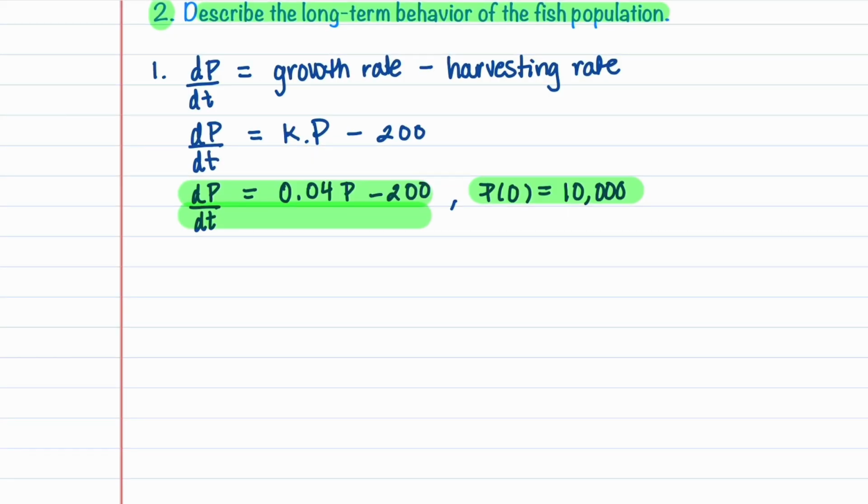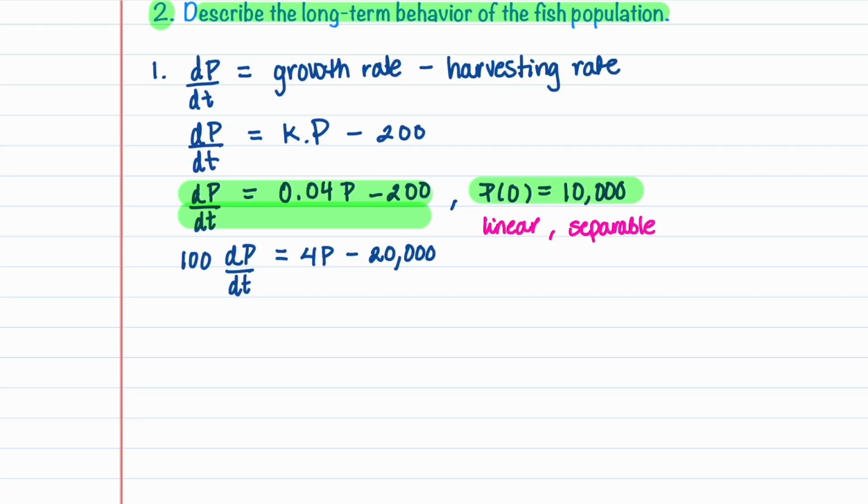Now what we need to do is solve this differential equation. This differential equation can actually be solved two ways. This is a linear ordinary differential equation, and it's also a separable ordinary differential equation. I am going to solve it as a separable differential equation. Before we go ahead and separate the variables, I want to multiply by 100 just to get rid of that decimal. So let's say that this is 100 dp dt is equal to 4p minus 20,000.